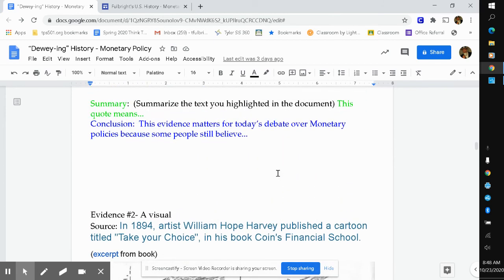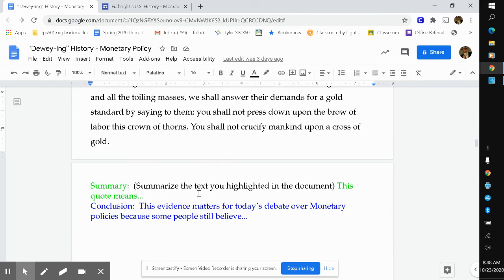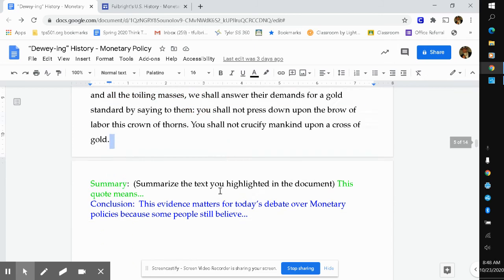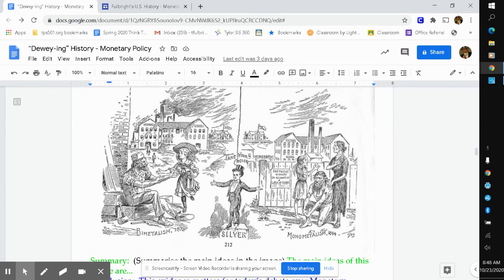So if in the first document we're talking about how we should try and help the people, what should we not do according to the second document?